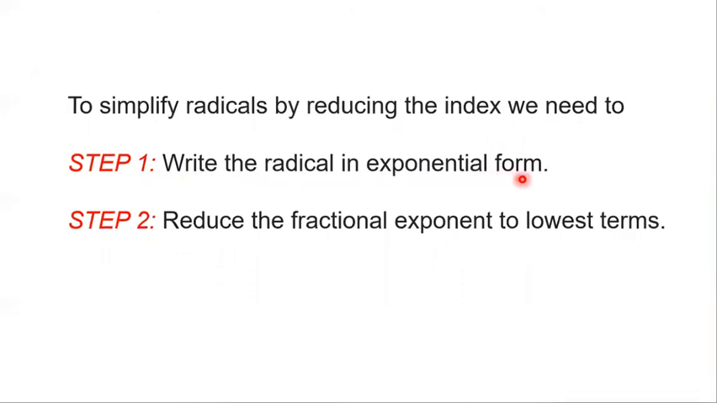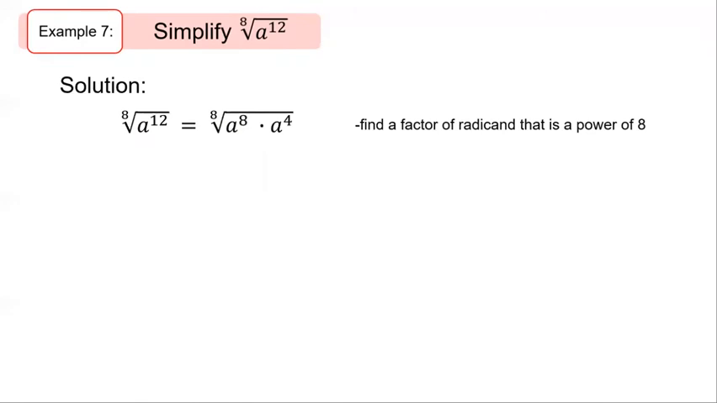in exponential form. And step 2, reduce the fractional exponent to its lowest terms. Let's have some examples. So, example 7 natin, simplify the 8th root of a to the 12th power. So, first step is to find a factor of a radicand that is a power of 8. Tulad ng ginawa natin kanina, if sa variable, ang kailangan lang ay yung highest exponent na divisible sa ating index.